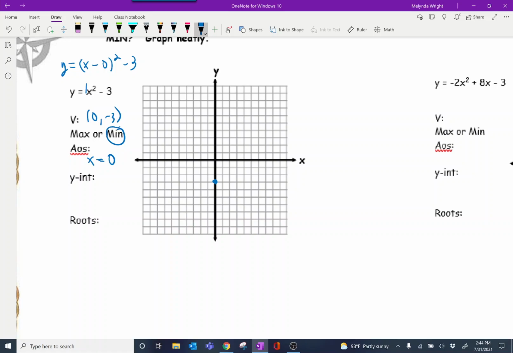My y-intercept, we can see that we're actually on the y-intercept. The y-intercept is at -3. If you didn't remember, let's say we didn't know or we hadn't plotted that.